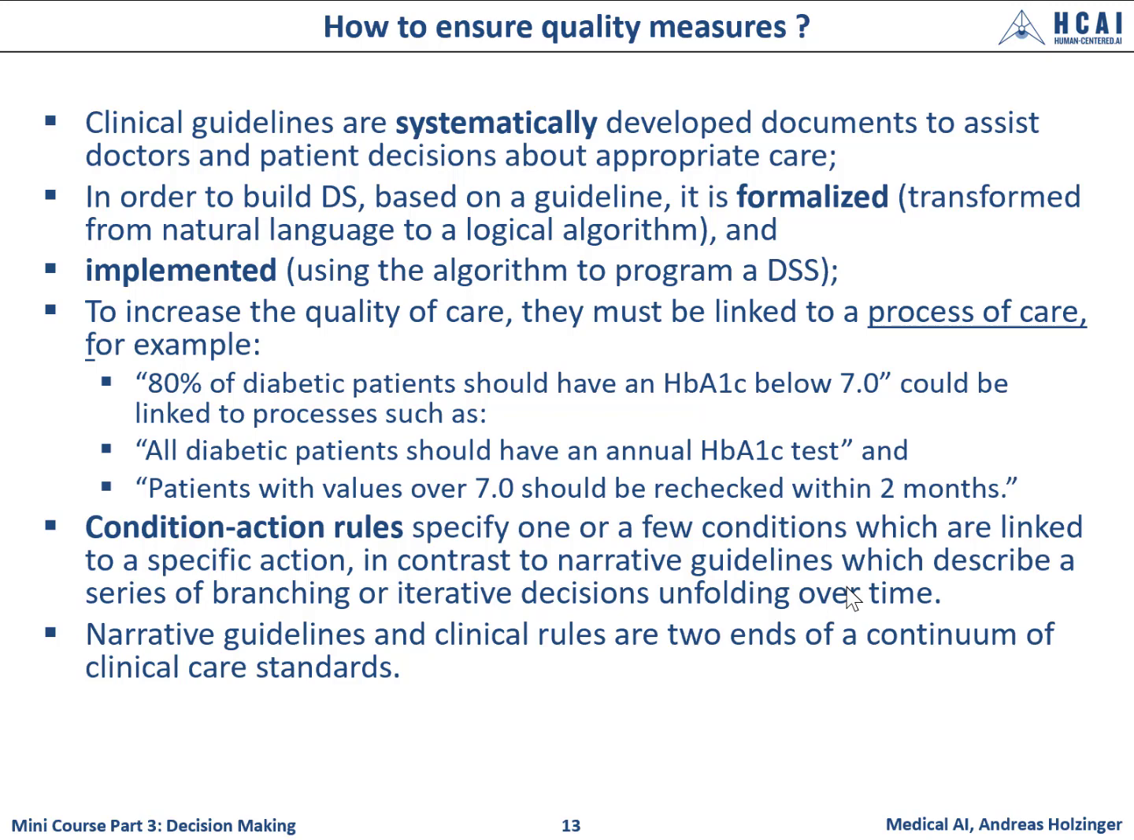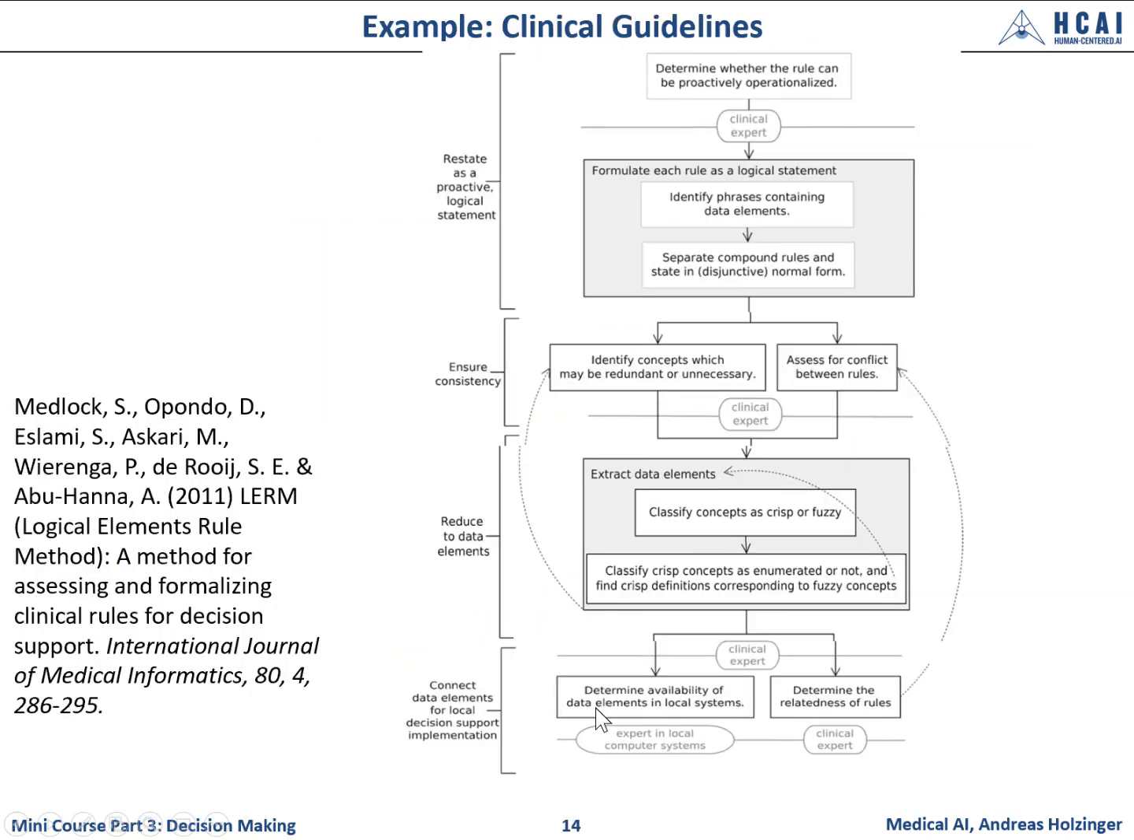So work on this formalization has focused on narrative guidelines, which describe a process of care with branching decisions unfolding over time. These are systematic guidelines, and they have the potential to improve the quality of patient care. But I think you are familiar with this kind of quality measures already. So this is an example.